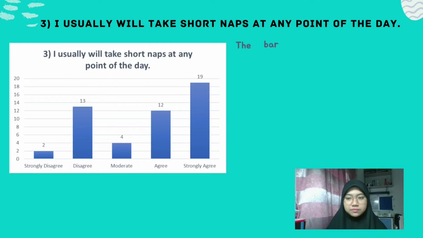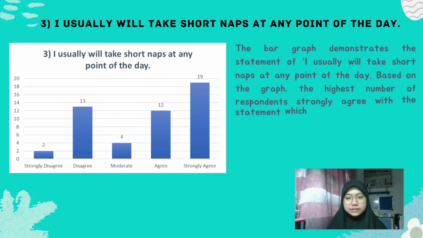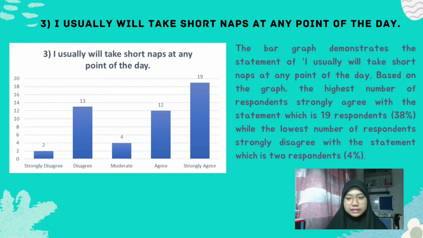0.004793. The bar graph demonstrates the statement: I usually take short naps at any point of the day. Based on the graph, the highest number of respondents strongly agree with the statement, which is 19 respondents, while the lowest number of respondents strongly disagree with the statement, which is 2 respondents.